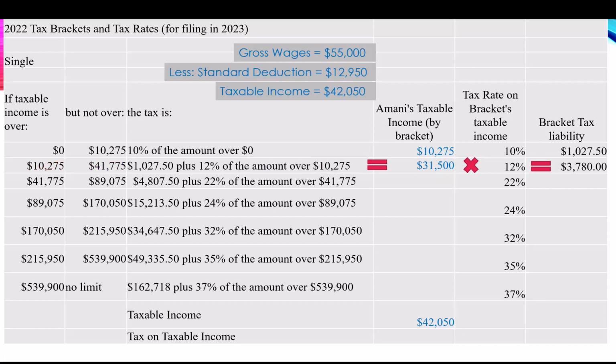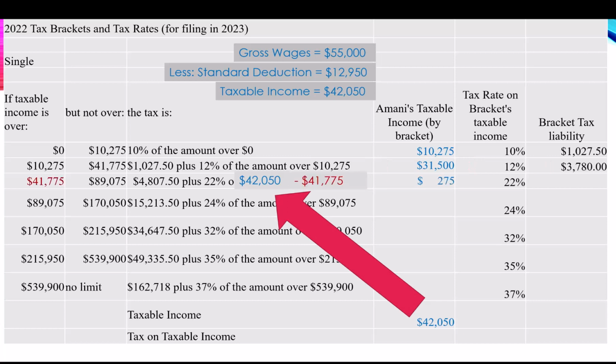Since we haven't allocated the full amount of the $42,050, we're going to continue on to the third row. In this case, the $42,050 does not exceed the bracket maximum of $89,075. So we're going to use the remainder of our $42,050 and allocate it to the third row, and then we'll subtract out our bracket minimum of $41,775 to find out that we have a remaining $275 of income allocated to the third row.